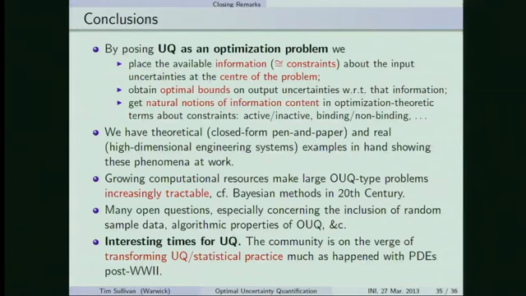Yes, these problems are still sometimes a bit big, but they're only going to get increasingly tractable. Just like, a century ago, Bayes' theorem was a mathematical truth that you couldn't possibly hope to compute with. Now, we do Bayesian methods all the time. And I think these are interesting times because we may be on the verge of transforming statistical practice, just as was done with PDEs half a century ago.